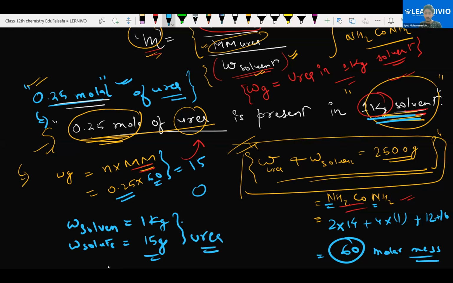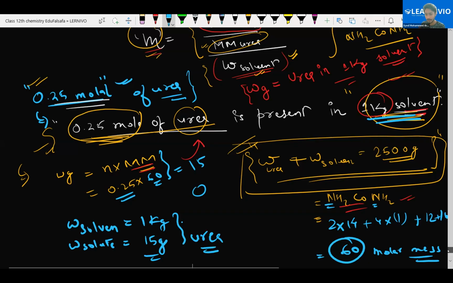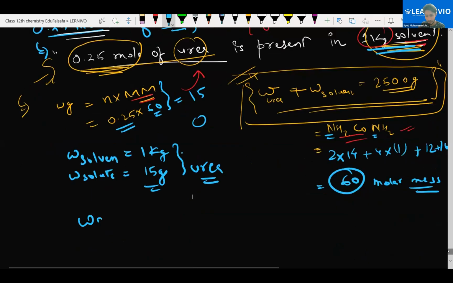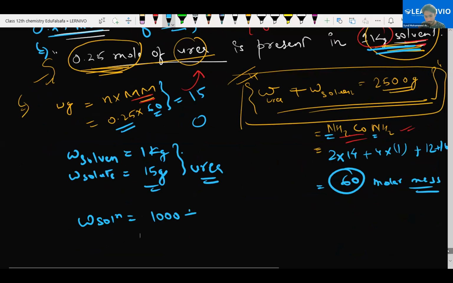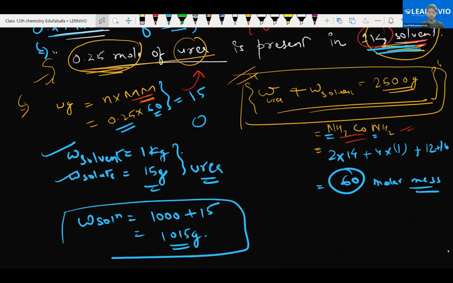Okay. So, sir, what is the weight of the solution? The weight of the solution is 25,000. So we will be subtracting the weight. We need to just add up the urea. This is the solute, this is the solvent, and this is the solute. We need to just add up this, and this is 1015 gram, the weight of the solution. So now we end up getting the weight of the solution.